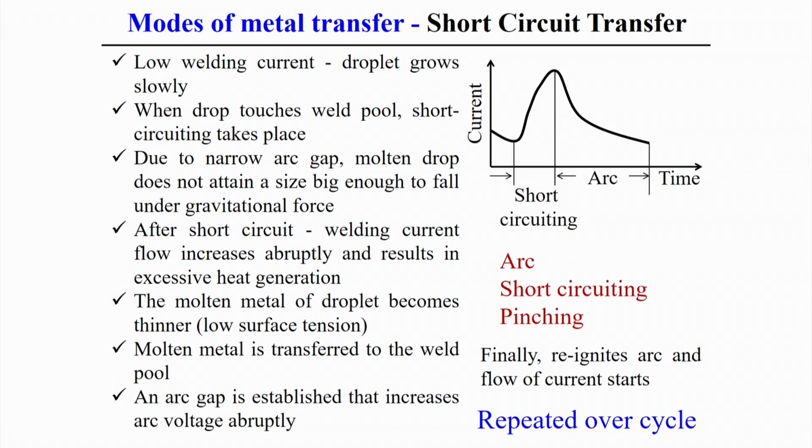Therefore, the transfer of the metal droplet may not be due to the gravitational force. Once the short circuit is established, there is an abrupt change in the current flow. There is a continuous increment of the current, and the heat generation also increases abruptly, which decreases the surface tension force at that point. So the molten metal droplet becomes thinner and thinner due to the low surface tension at high current. The figure shows a typical current versus time graph during short circuit metal transfer.